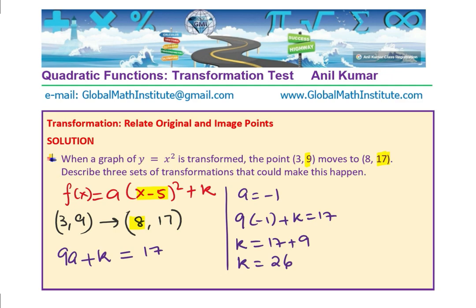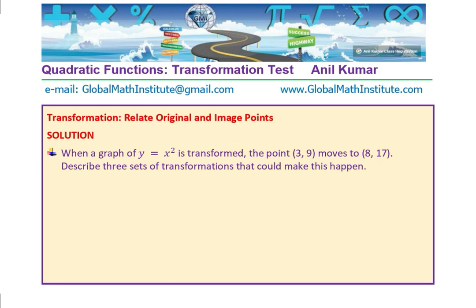Make sense? So we have another transformed function, which is f(x) equals minus (x minus 5) squared plus 26, with the a value being minus 1, translated 5 units, and k being plus 26. Do you see that? Horizontally, we have moved 5 units to the right. Vertically, we have moved 26 units up, while in between, we did a reflection on the x-axis. Like this, you could give many solutions.